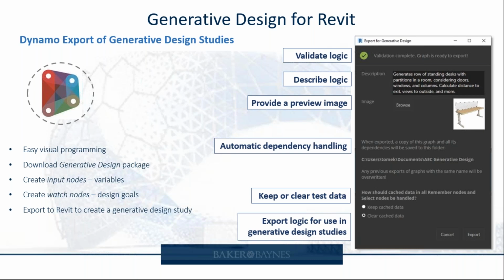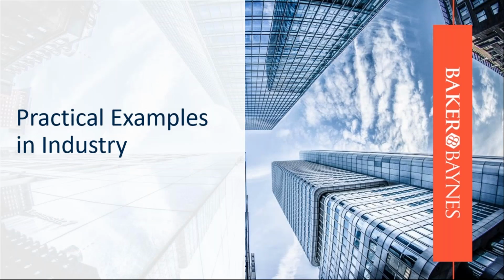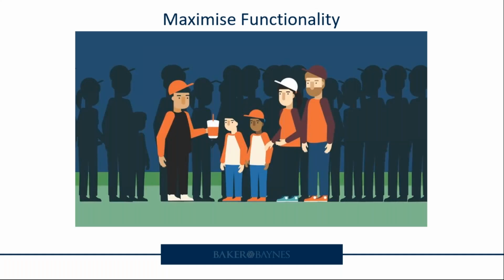Okay, so we'll also do, Wanin will show us a little bit more about this in action. But before I hand over to her, I also just want to talk through some other practical examples in industry. So in one type of scenario, you might want to maximize functionality. So the next script that I'm going to show, it's just highlighting 3 different examples.